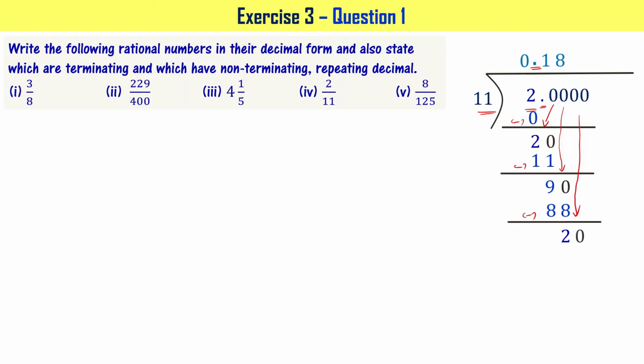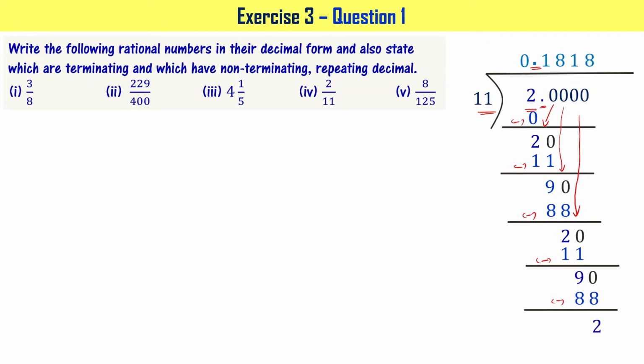Then it becomes 20. 1 times 11, subtract that, you have 9 as the remainder. Bring another 0 down, it becomes 90. 8 times 11 is 88. You subtract that, you have 2 again.